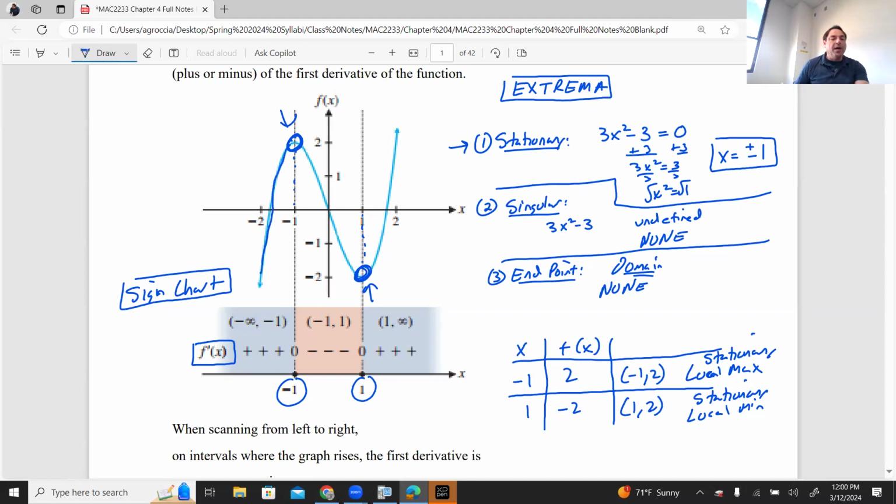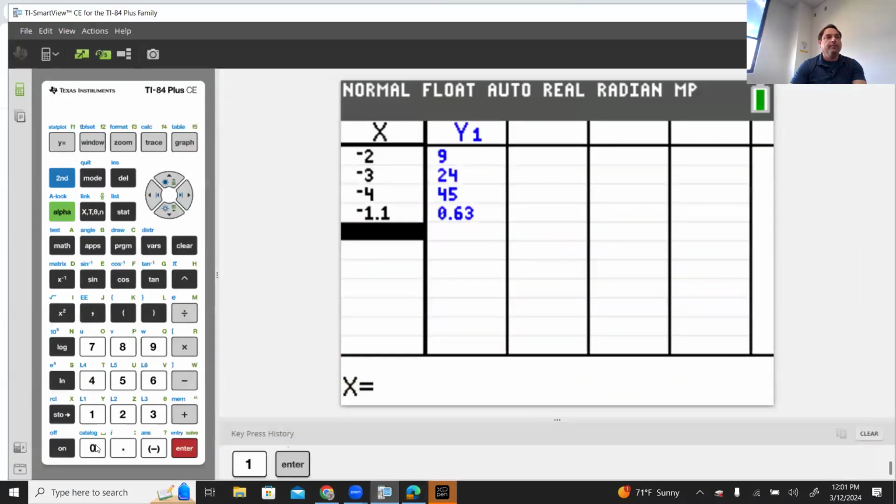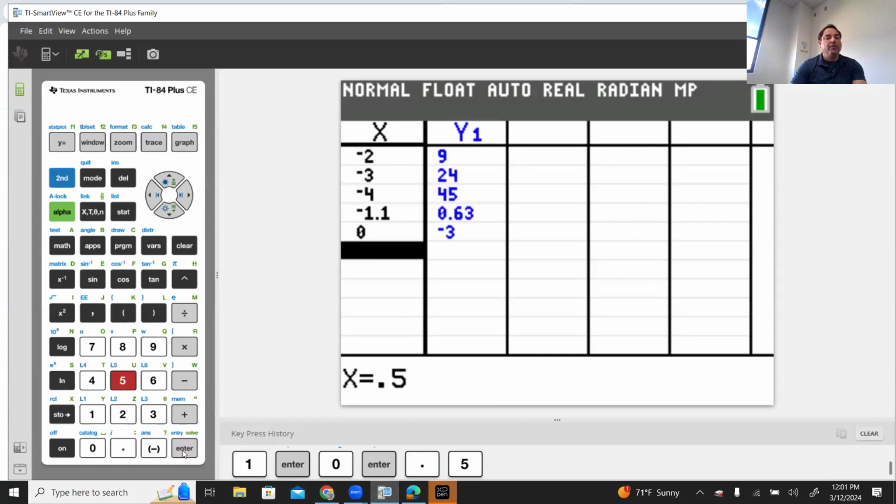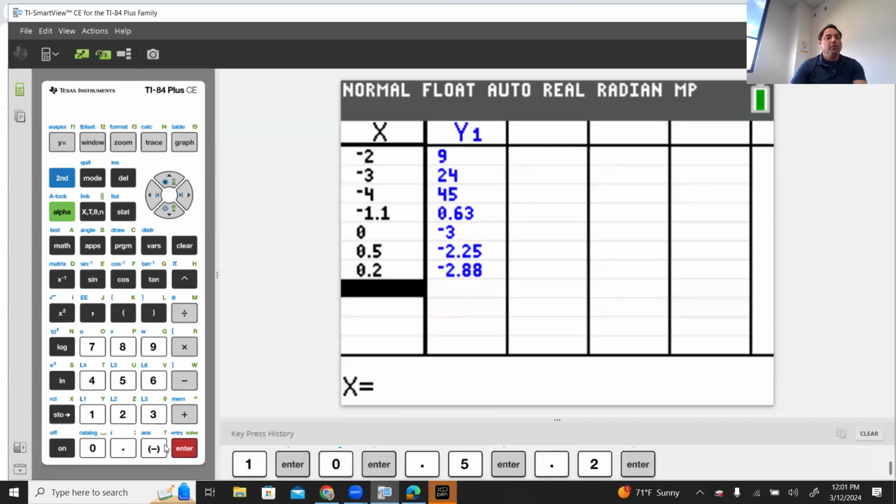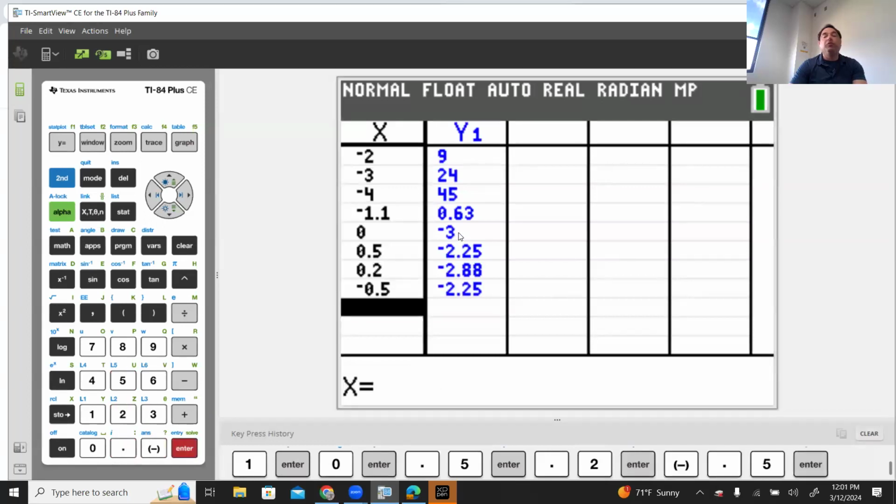How do I know up? Up means positive, goes up. Okay. Now pick some numbers between -1 and 1. 0, 0.5, 0.2. What about -0.5? Okay. All these results are negative, which means the graph is going downward.